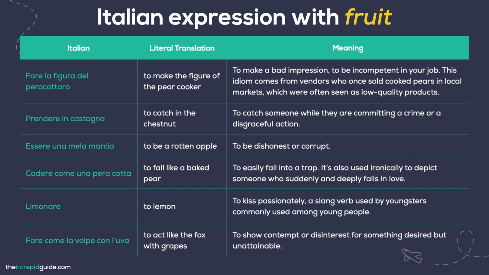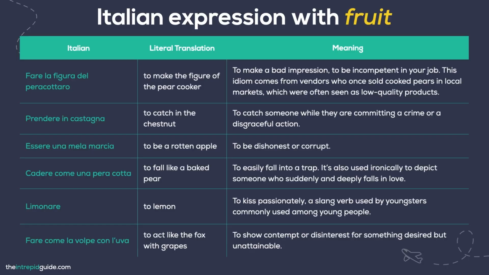Cadere come una pera cotta. Literally, to fall like a baked pear. This means to easily fall into a trap. It's also used ironically to depict someone who suddenly and deeply falls in love. Limonare. Literally, to lemon. This means to kiss passionately and is often a slang term used by youngsters.